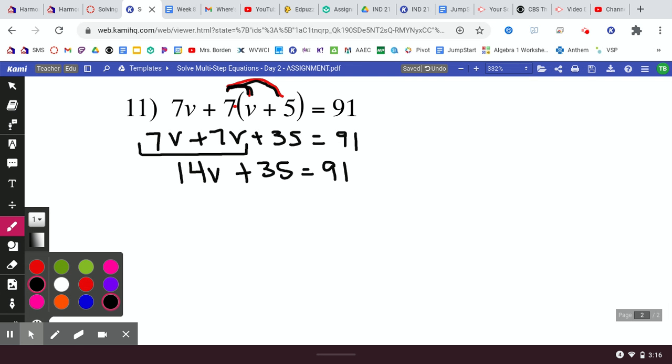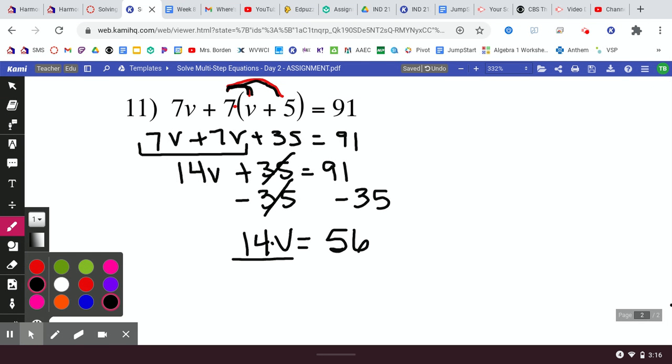And to do that, since it's a positive 35, I'm going to subtract 35. And what I do to this side of the equals, I do to this side of the equal sign. So that and that's gone, leaving me 14v. And then on that side, I have 91 minus 35, which equals 56. And then the last step is always, if needed, to divide that number off the v. It's attached by multiplication, so I divide it off because you always do the opposite to remove it. That leaves me v equals, and 56 divided by 14 equals 4.